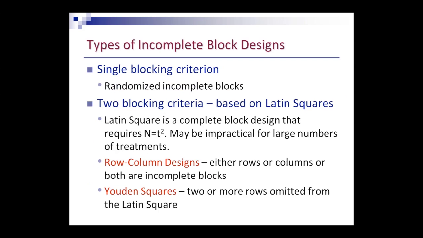Another type of design with two blocking criteria would be a row-column design, and in that case, if it's an incomplete block design, either the rows or the columns could be incomplete blocks. Youden squares is another option. In that case, you would be taking a Latin square and simply dropping out two or more rows from the Latin square to create your incomplete blocks.